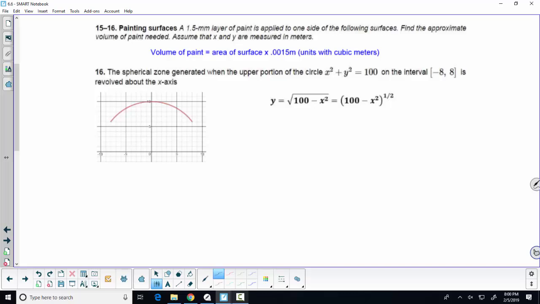This example, just to point out, they're telling you that x and y are measured in meters, but they've given you the fact that you've got a 1.5 millimeter layer of paint. We're just calculating the volume of paint needed, where the volume is equal to the surface area times the thickness.